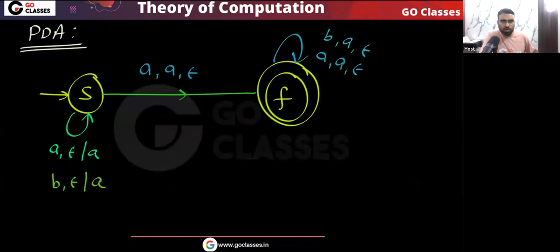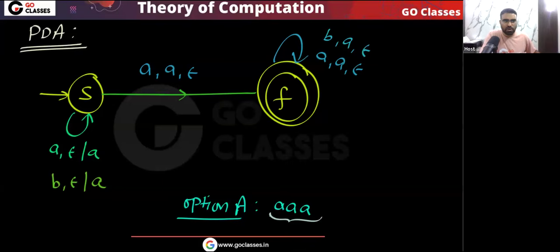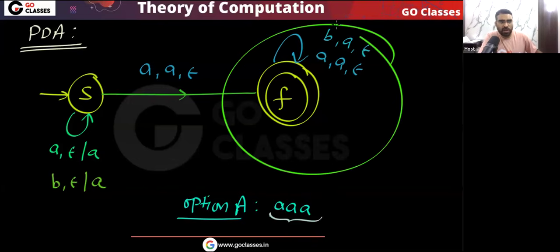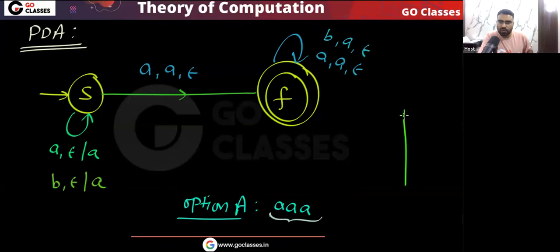Remember what I am going to do: I am going to check each option. So let's see option A. Option A, what is that? That is triple A. Tell me, will this string be accepted or not? At the end of this string, can I go to the final state? Is it possible that I can go to the final state?